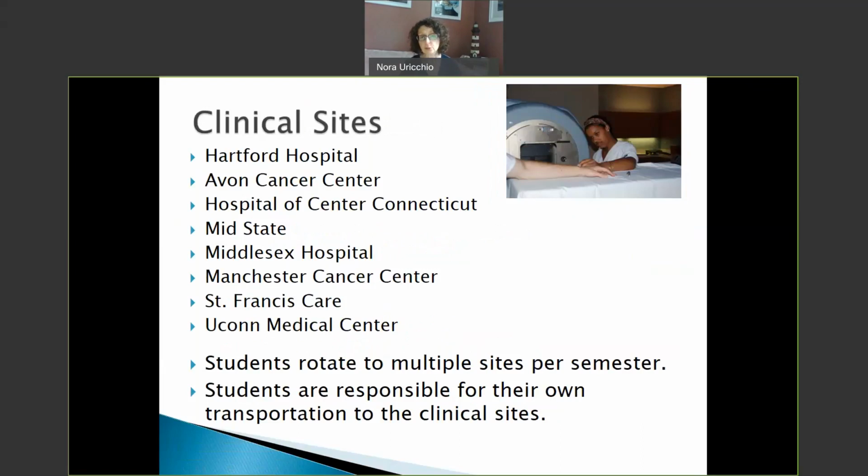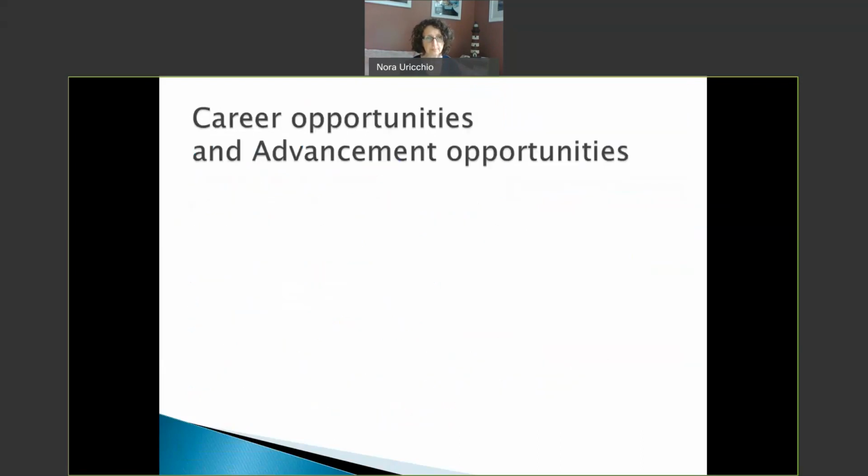Students rotate to multiple different clinical sites. We are very fortunate to have a myriad of sites and experience for our students, to give you a very well-rounded background in radiation therapy. And students will rotate to different sites per semester, and it is the faculty who schedule that. It is your responsibility to get that transportation, though, to those clinical sites.